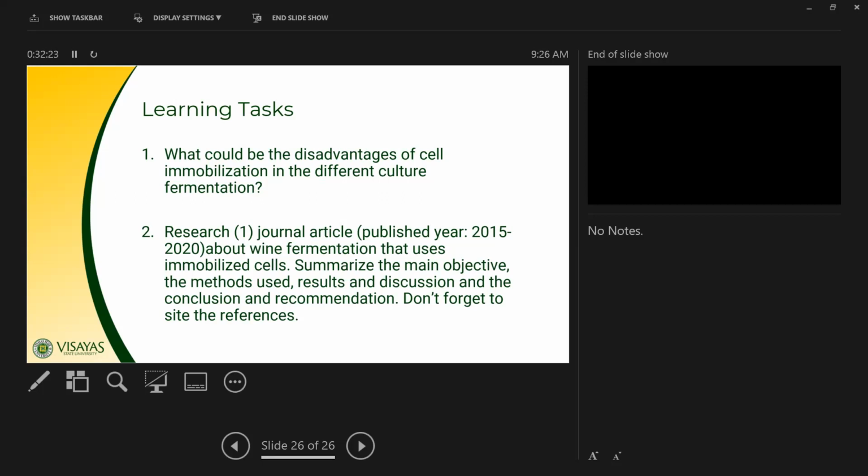The second is to research one journal article published from 2015 to 2020 about wine fermentation that uses immobilized cells. Summarize the main objective. It should not be very long, class, because I will have a hard time reading it. One page will do, direct to the point: the main objective, the methods used. You don't need to copy the details of the methods, just the framework or summary, then the results and discussion, and the conclusion and recommendation. Don't forget to cite the references.